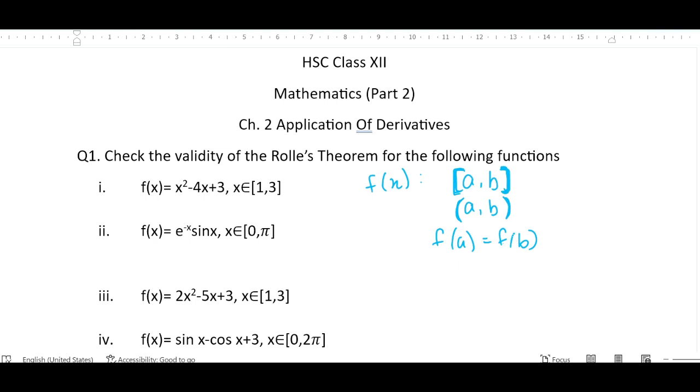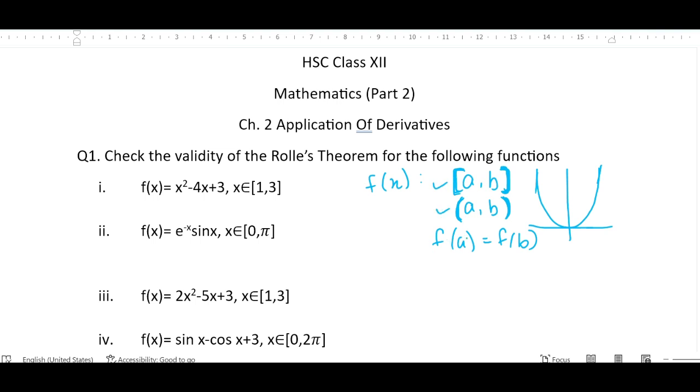So let's see if the given conditions are applicable to our first question. Is f of x continuous in a comma b? It's a quadratic function, right? And we all know how the graph of a quadratic function goes. If this is the graph, your quadratic function goes like this, so obviously it's always continuous. Then the next thing is that it should be differentiable in a comma b. Is a quadratic always differentiable? Yes, a quadratic function is always differentiable. Very good, so these two are satisfied.